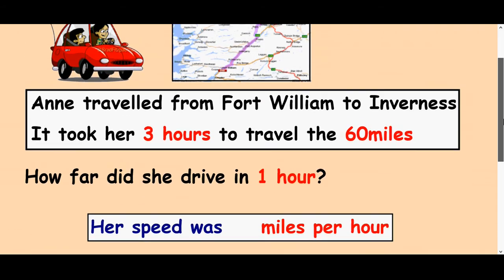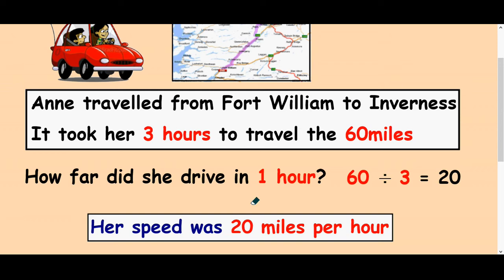So we'll go back to this idea of Anne travelling from Fort William to Inverness, and if we think of it, it took her 3 hours to travel 60 miles. How far did she travel in 1 hour? Well, if she does 60 miles in 3 hours, if you divide that by 3, you're going to get what she does in 1 hour, so that's 20. So her speed was really 20 miles per hour, and that's what speed is recorded in.